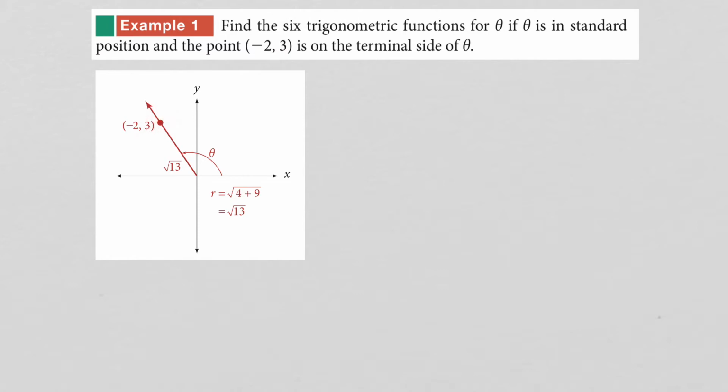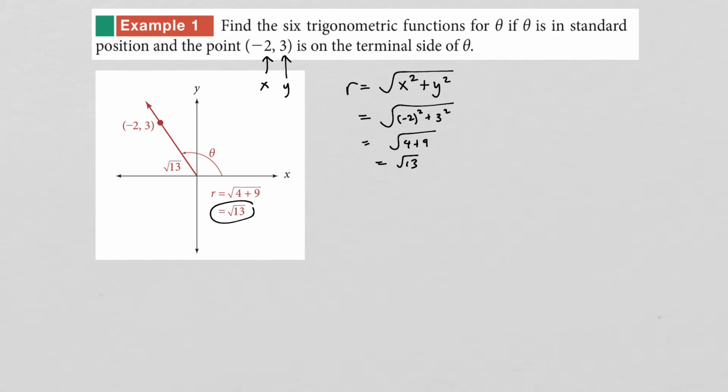Now to get the six trigonometric functions, we need to know the value of r. This is the computation for r, but just to show you, remember that r is equal to the square root of x squared plus y squared. And in this case, that's the square root of x, where x is -2. So it's going to be -2 squared, and then plus y squared, which is 3, because y is 3. And that is the square root of +4 plus +9, which is the square root of 13.